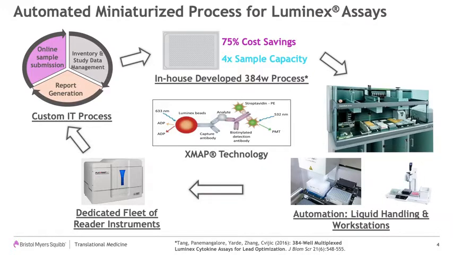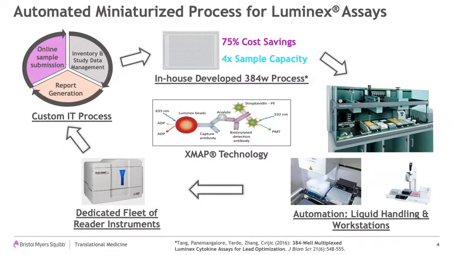Standard curves serve to interpolate the absolute amount of each analyte in the sample. We run all samples in a custom in-house developed 384-well process, which facilitates a 75% cost saving and increases sample capacity fourfold, while also reducing the sample volume needed significantly.